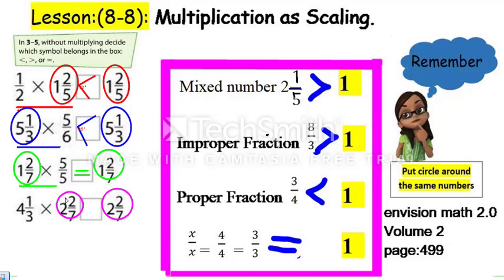Exercise 4. First step, put a circle around the same number. 4 and 1/3 times 2 and 2 out of 7. Look at my number here, multiplied by 4 and 1/3. 4 and 1/3 is a mixed number, and any mixed number is greater than 1. When I multiply my number by a number greater than 1, the product is going to be greater than the other number on the right. So the left side is greater than the right side.